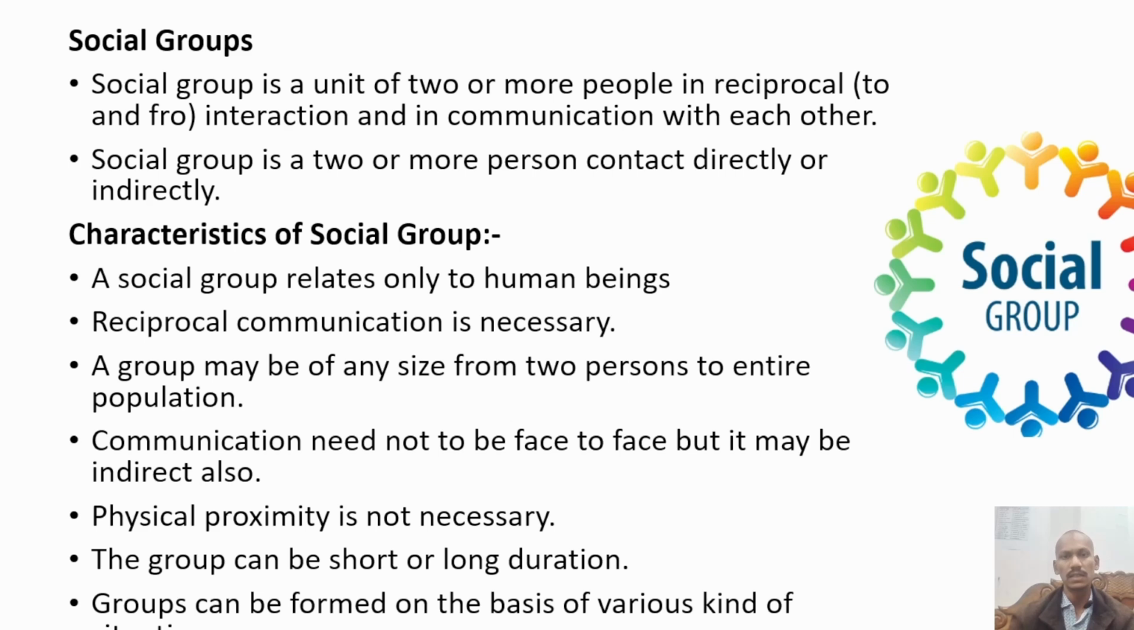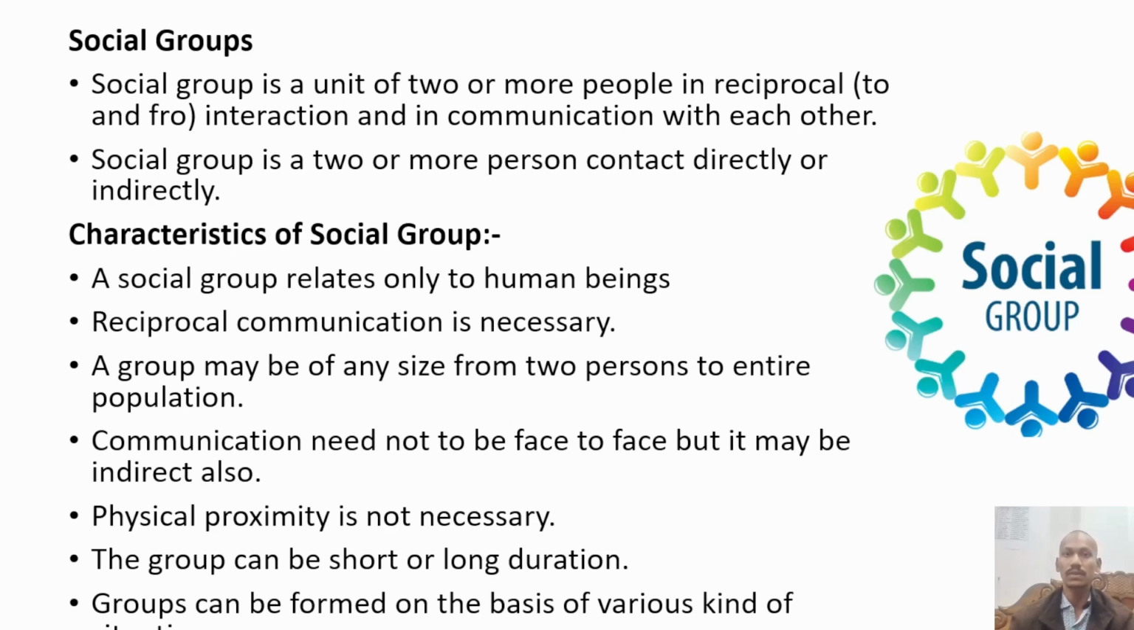Also, communication needs to be face to face, but it may be indirect also. So communication may happen within group members in face to face contact, but there is also a possibility that communication might happen indirectly. For example, you have seen people bitching about somebody else, so this is indirect communication. The flow of information may not be direct face to face, but it can flow through another person as well.